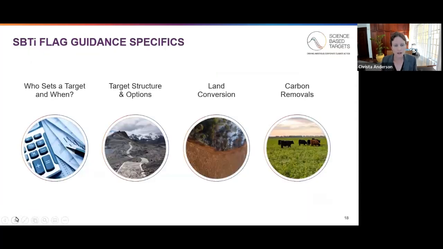Next slide. From here, I want to go into 4 key areas, places where we hear a lot of questions that we think are really important things to know about this new FLAG guidance. So the first is who sets a FLAG target and when. I'll talk through that a little bit more. Then what is the FLAG target structure? What are the options when you're setting a FLAG target? Third, I want to talk about land conversion, land use change, really popular and important topic in FLAG. And finally, I want to touch on carbon removal, something that's new for science-based targets. So I'm going to go through each of these 4 in a step more of detail on the following slides.